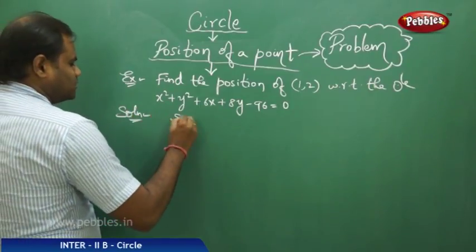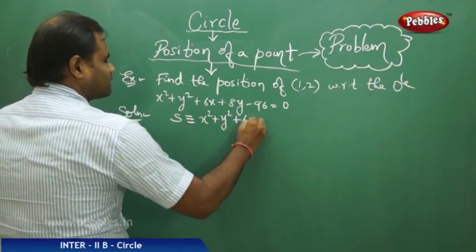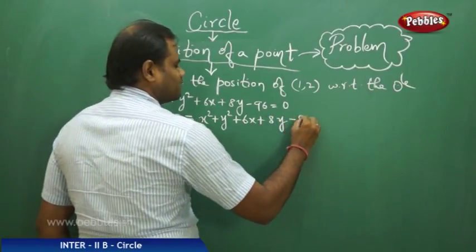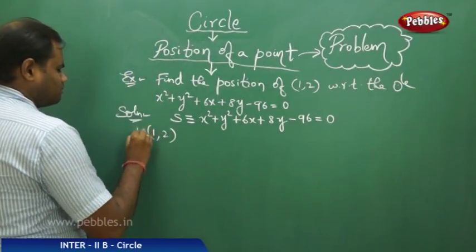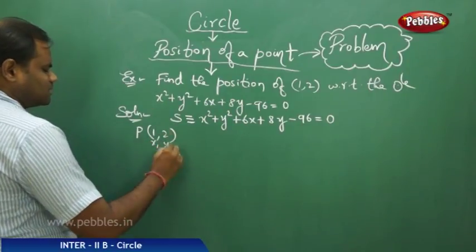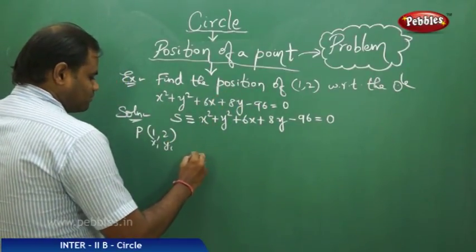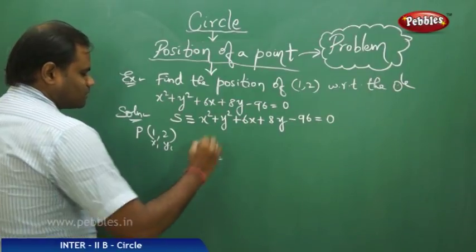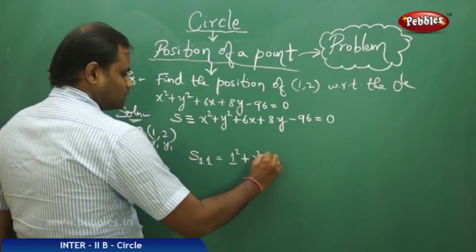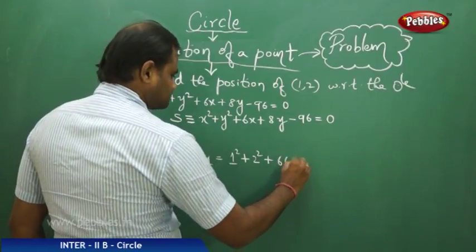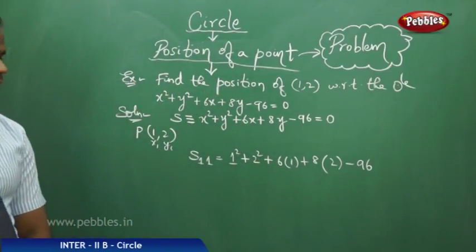Now the equation of the circle, which we denote with S for the general form, is x squared plus y squared plus 6x plus 8y minus 96 equal to 0. And the point is P(1, 2), where this is x1 and this is y1. Now for finding the position of the point (1, 2), let me find S11. We know that S11 is x1 squared plus y1 squared plus 6x1 plus 8y1 minus 96. So I need to find S11 by substituting here.